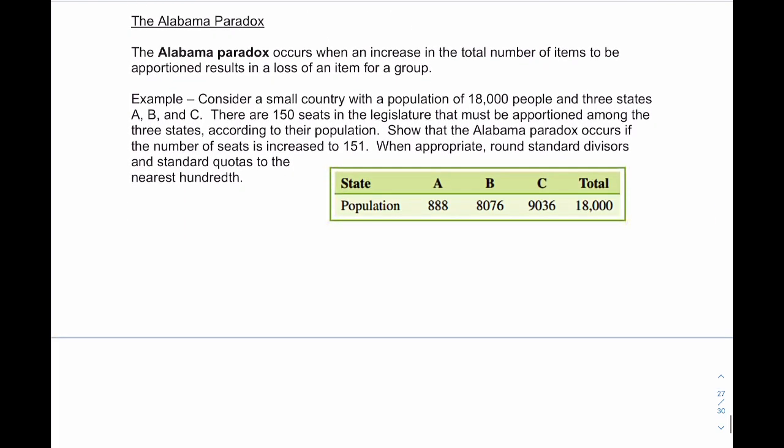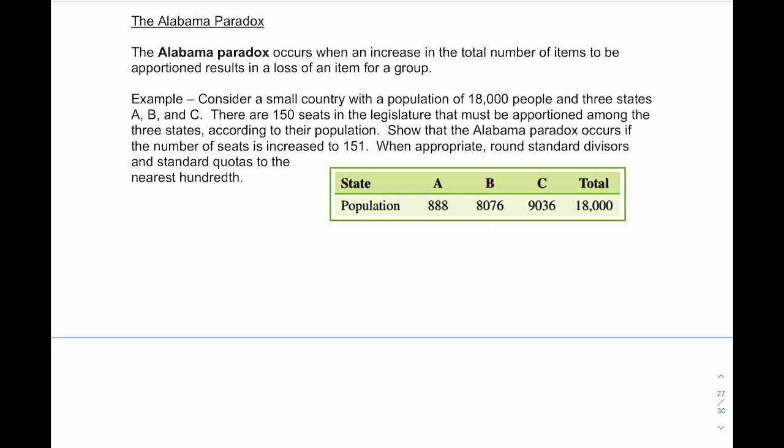So the Alabama paradox occurs when an increase in the total number of items to be apportioned results in a loss of an item for a group. Let's take a look at an example. And please feel free to pause the video so you can read the problem, as many times as you need to understand what's going on, and then we'll discuss.